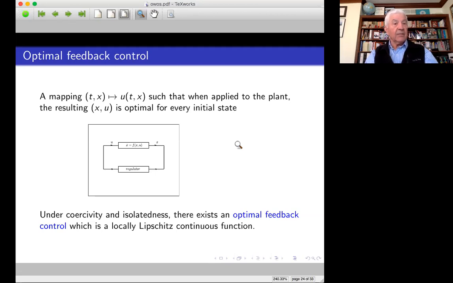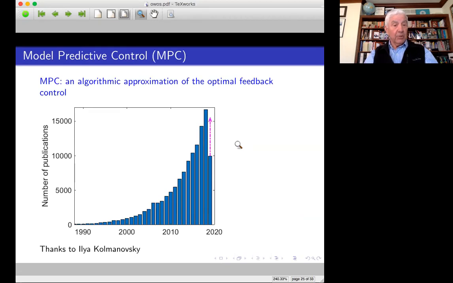And it turned out that strong regularity actually works also here. And most importantly for us in the last several years, it works for model predictive control. This is a new paradigm in control theory, which basically is an algorithmic approximation of the optimal feedback control. I'm not going to go into details here.